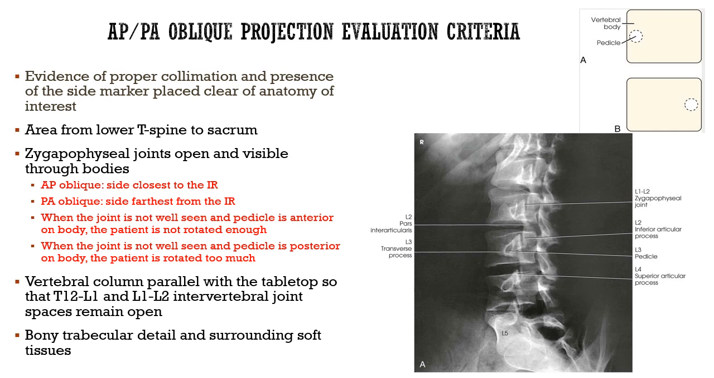As far as evaluation criteria, we're looking at the area from the lower T-spine to the sacrum, and we should see the Scotty dogs. On the AP oblique, we're going to see the side closest to the image receptor. When we're looking at the PA oblique, we're going to see the side furthest from the image receptor. And we'll take a look at these two statements here. When the joint is not well visualized and the pedicles are anterior, then the patient was not rotated enough, which is what the top picture is showing. And if the joint is not well visualized and the pedicle is too far posterior, which is what's shown in B, then the body is rotated too much. And we'll take a look at those.